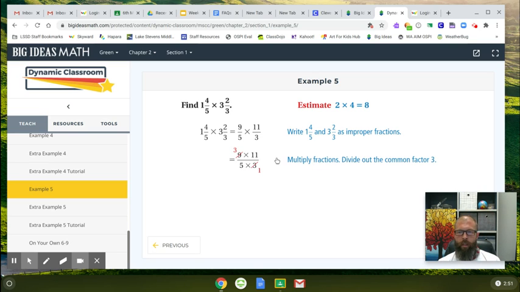So we can divide out the common factor of 3. So 3 divided by 3 is 1. 9 divided by 3 is 3. And we end up with 33 over 5, or 6 3/5. And the way that you get this is divide 33 divided by 5, and it goes in 6 times with 3 left over. So 3 goes our numerator, 5 is our denominator. And you need to write it in big ideas like this, not like this.